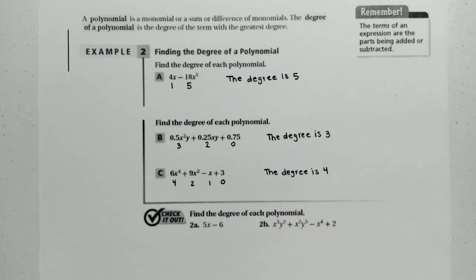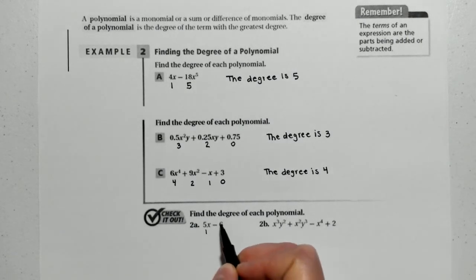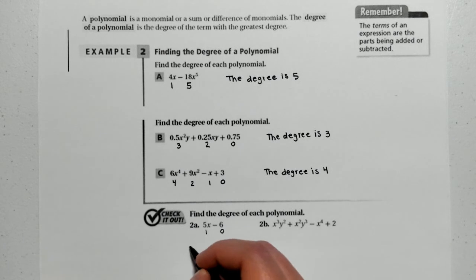There are 2 check it out problems for you to try, so go ahead, take a moment, pause the video, and then resume when you're ready to check your answer. 5x minus 6. 5x has a degree of 1. 6 has a degree of 0. So the degree of the polynomial is 1.